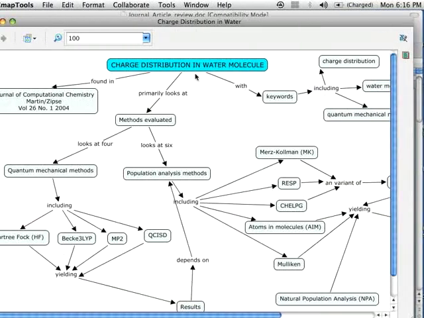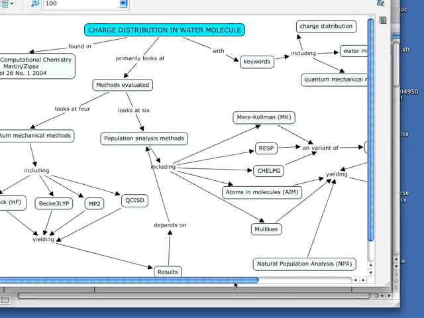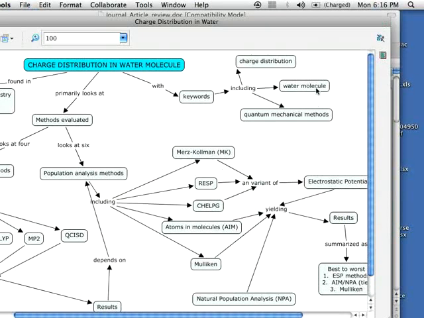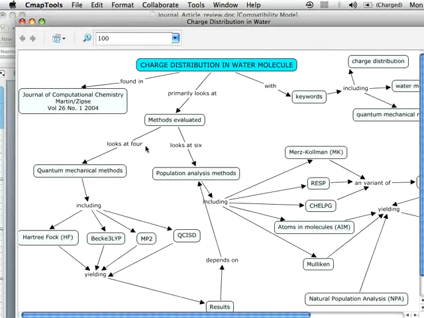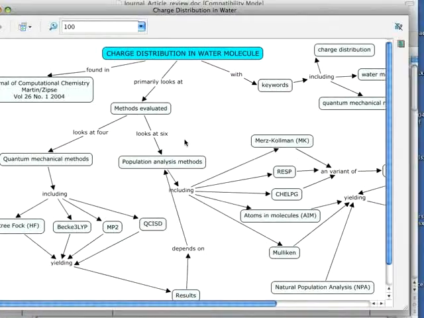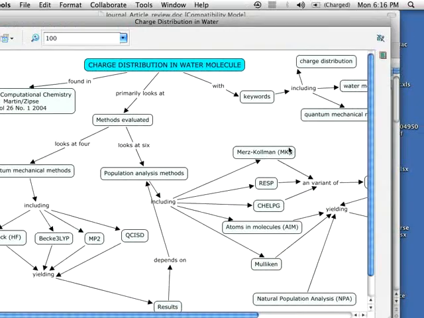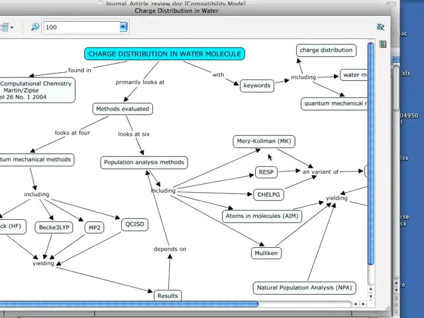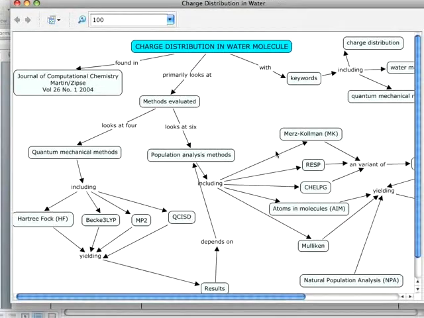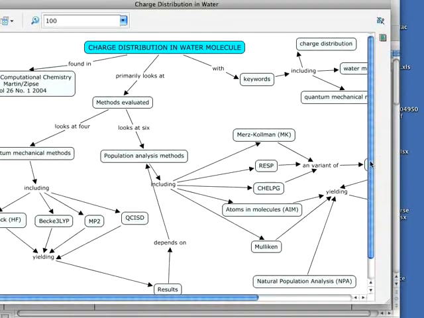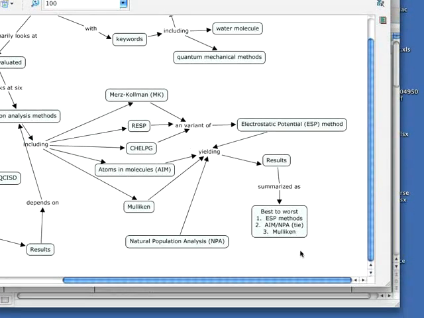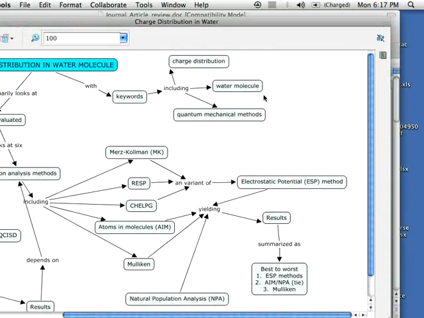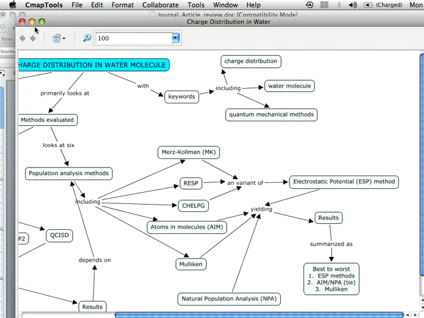I said the keywords are important. The keywords were charge distribution, water molecule, and quantum mechanical methods. I said the methods evaluated, it looks at 4 quantum mechanical methods. It looks at a population analysis method. From my introduction, I learned a little bit about what these population analysis methods are. And somewhere down here, I have a results section. Over here, I have a results section. So a concept map is oftentimes a good way to evaluate or analyze a journal article.